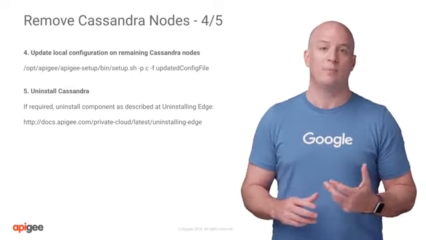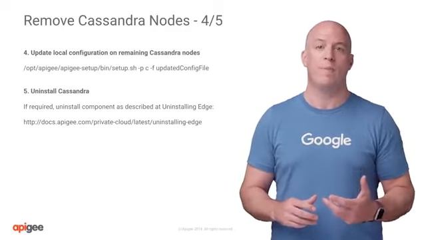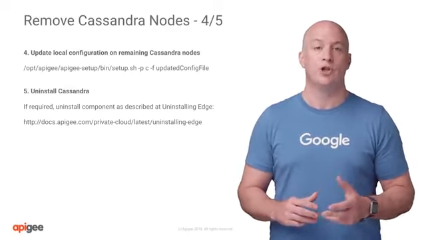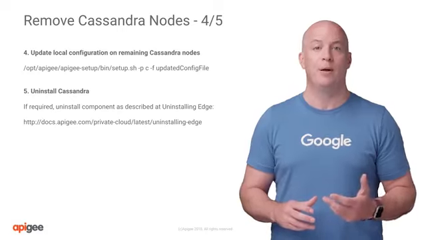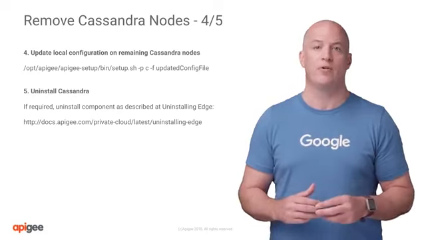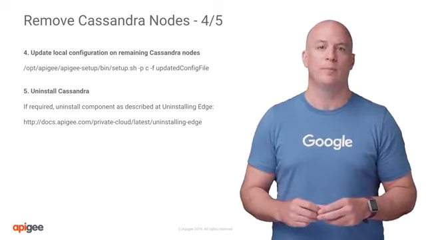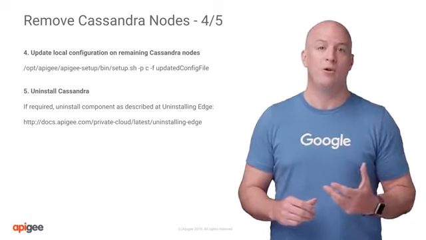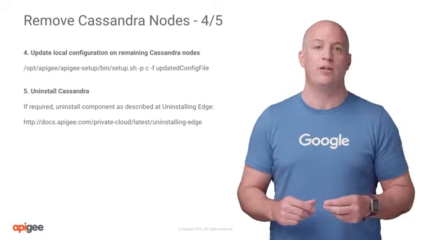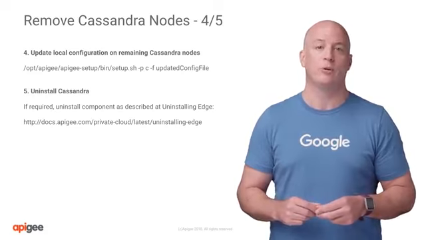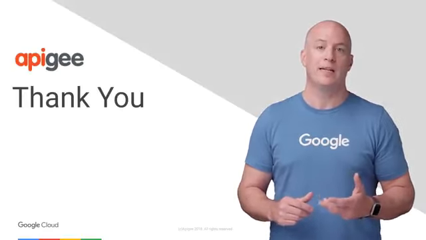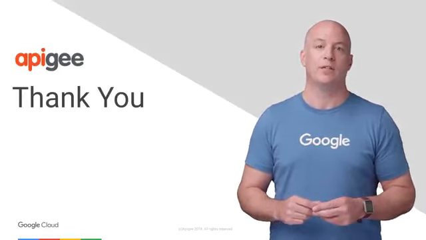And finally, we update the local configuration file on the remaining Cassandra nodes. To do this, we use the Apigee setup, passing in the profile c for Cassandra only, and providing the path to the updated configuration file. Optionally, we can now completely decommission the node by uninstalling the Cassandra software using the instructions found by following the link shown. This concludes capacity planning and scaling, add and remove Cassandra.